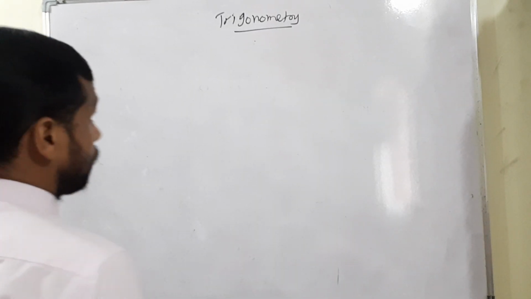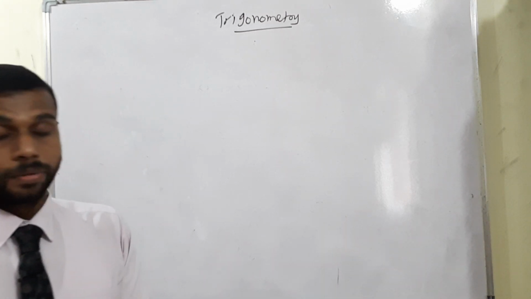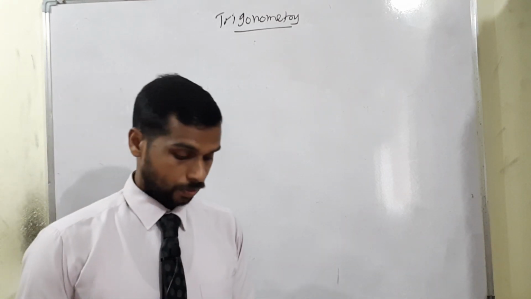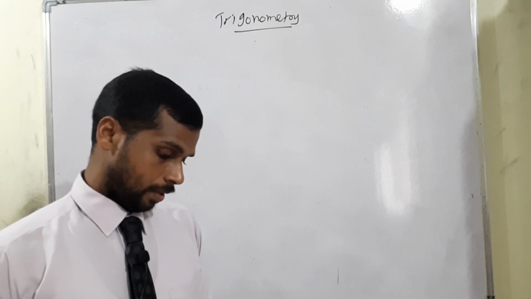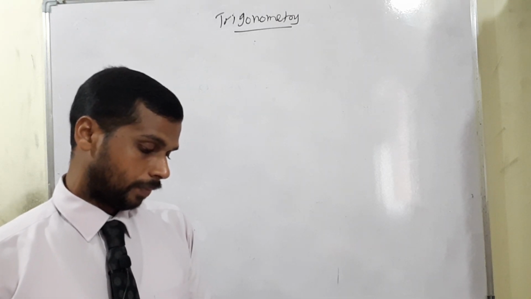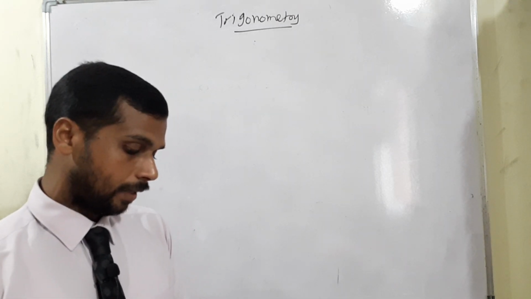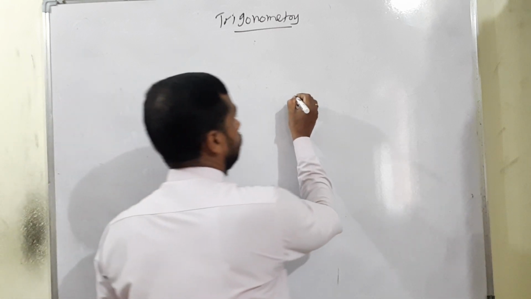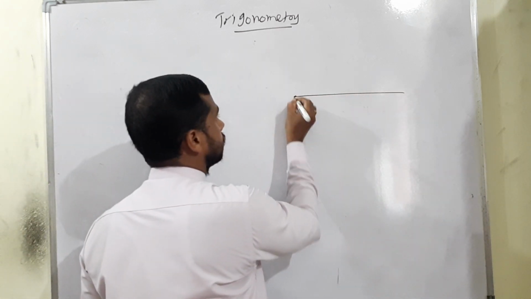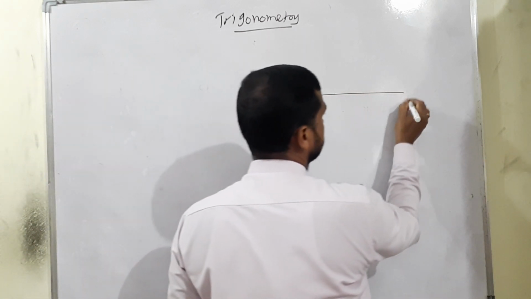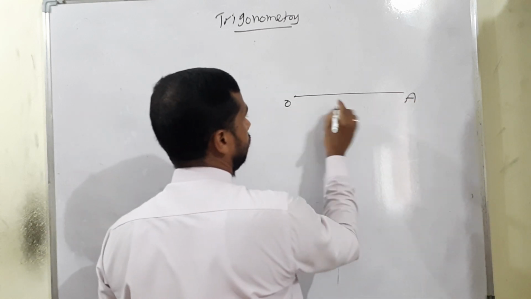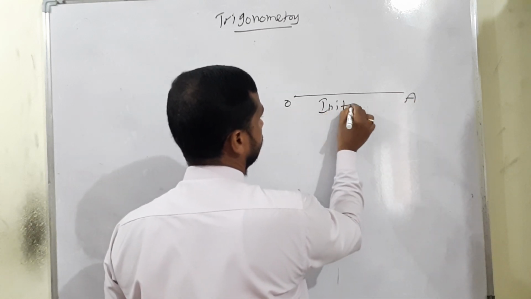So, moving to chapter number 3. What is the name of chapter number 3? Trigonometry. The main topic is angles, isn't it? Angle means, take for example, this is the origin point O, one ray. I have drawn one line, this is called the initial side.